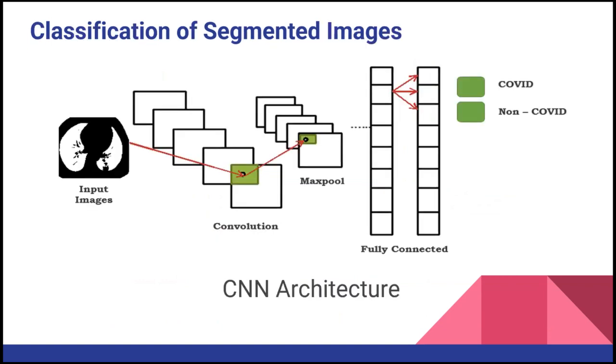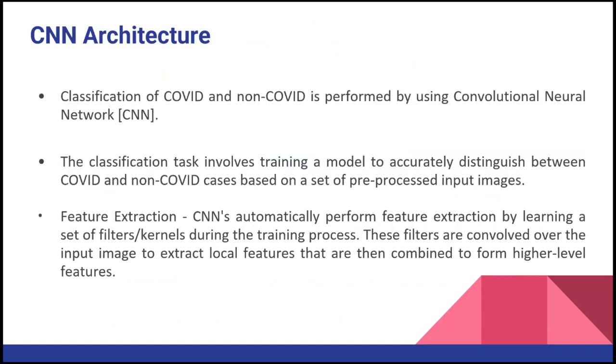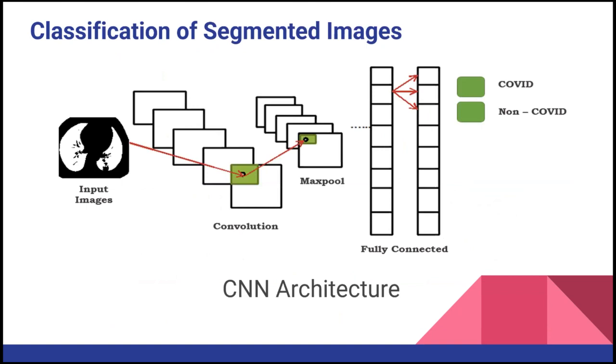A convolutional neural network is a type of deep learning model used to analyze images and videos. In this classification, as mentioned, CNN is used to accurately differentiate between COVID and non-COVID cases based on the set of pre-processed input images. To perform this task, the CNN is supposed to extract local features from the input image by convolving a set of filters over the image. These filters are designed to identify specific patterns and features in the image, such as edges and curves.